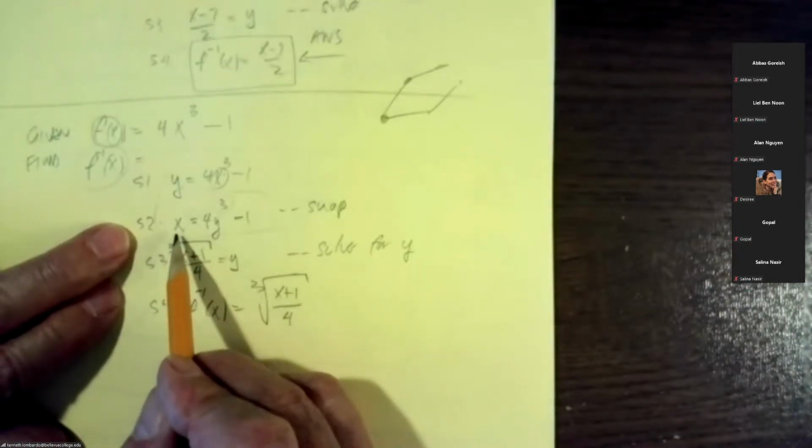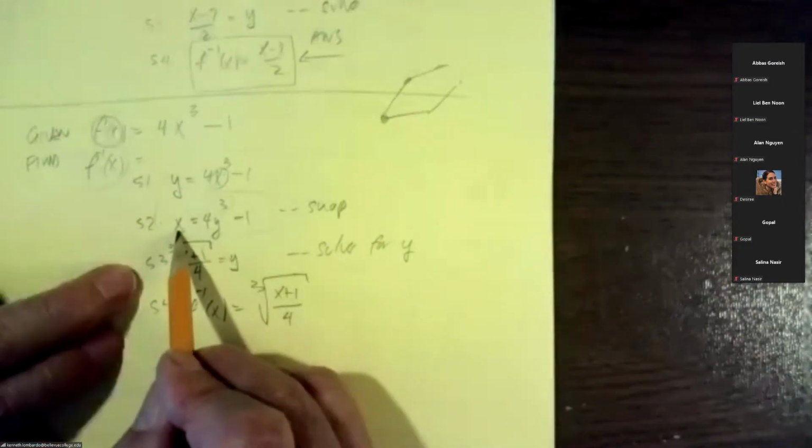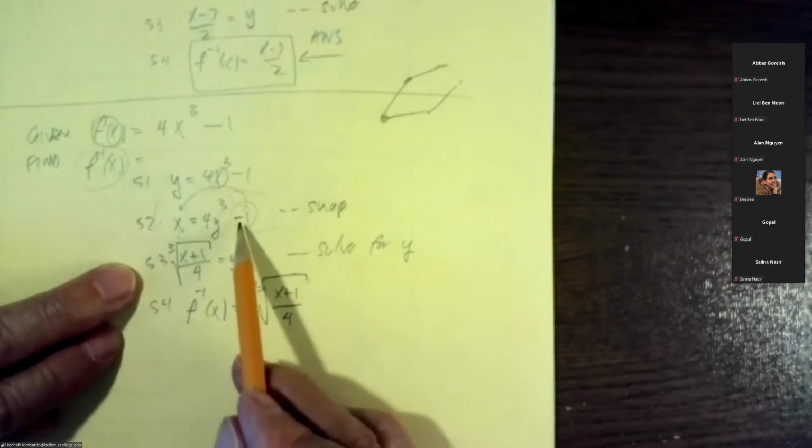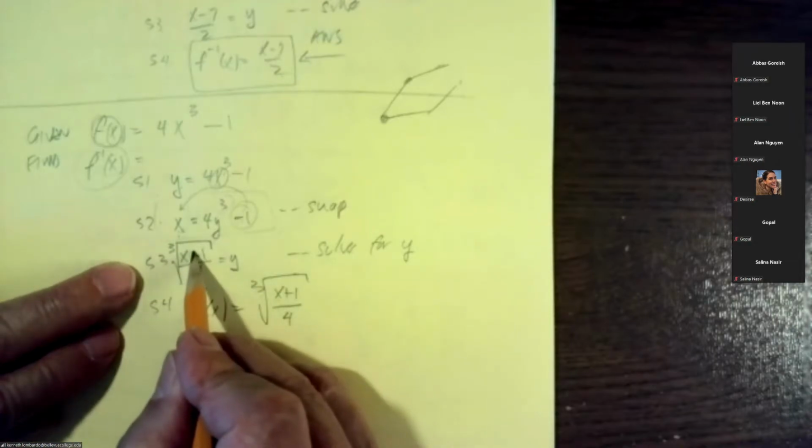Yes, we swap the variables. Then you agree with step 3. We're going to solve for y. So we brought this negative 1 from the right hand side to the left hand side, and we got it to the left hand side by adding 1 to each side. Make sense? Yes. So that's a plus 1 because we're adding it to get it to the other side.